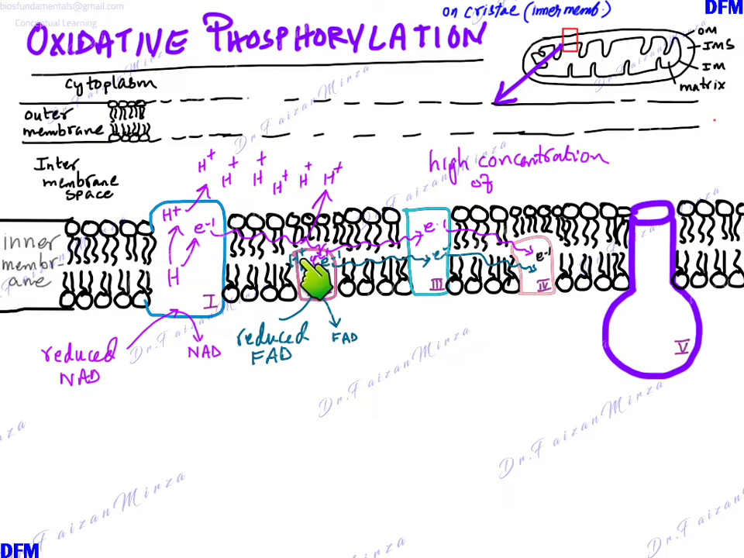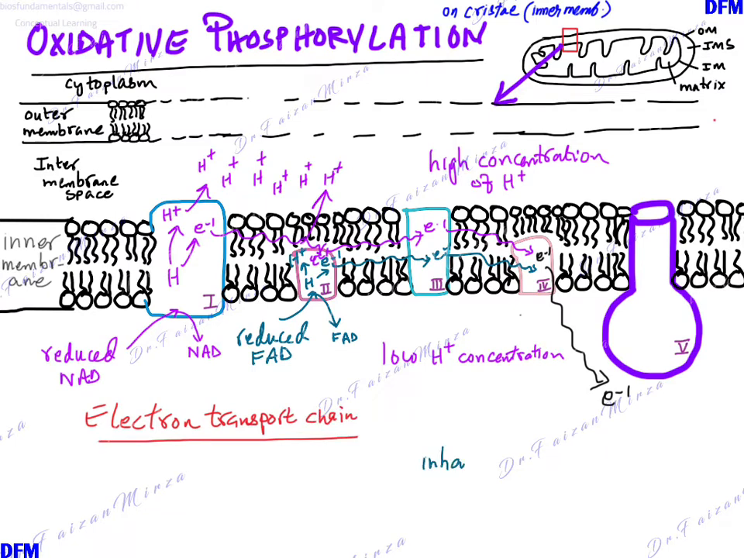The energy lost by these electrons is used to push the H plus ions into the intermembrane space against the gradient, where there is already a high concentration of H plus ions. In the matrix, there is a low H plus concentration. So here, this is the matrix. The electron eventually falls into the matrix and loses its energy. This was the electron transport chain.